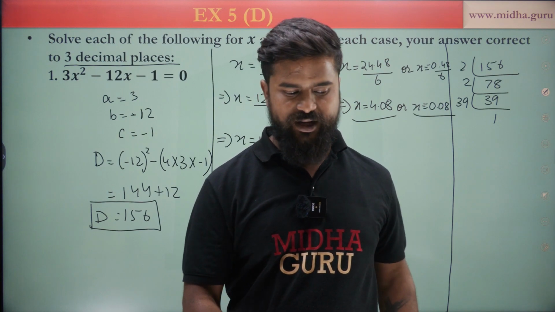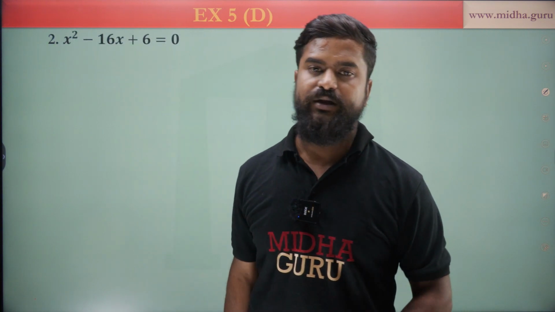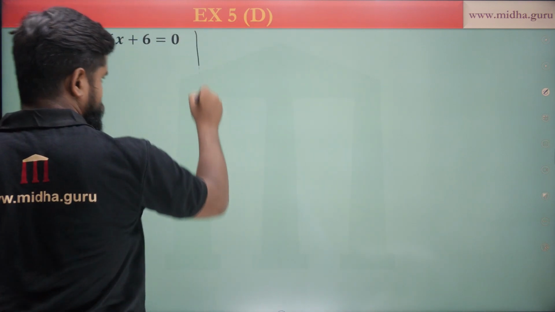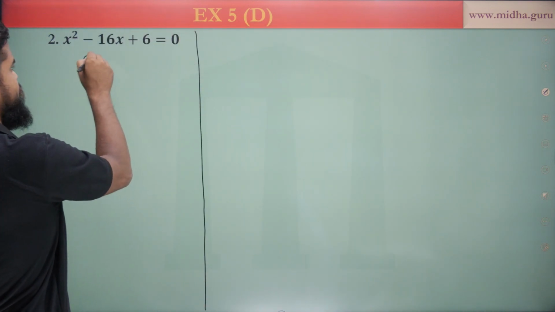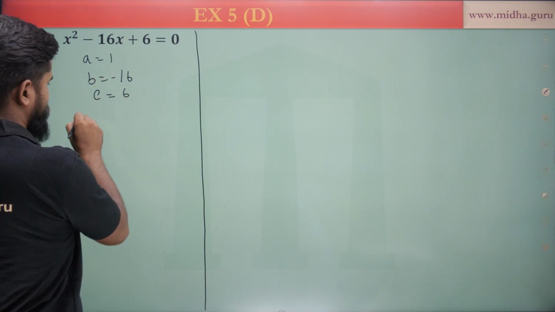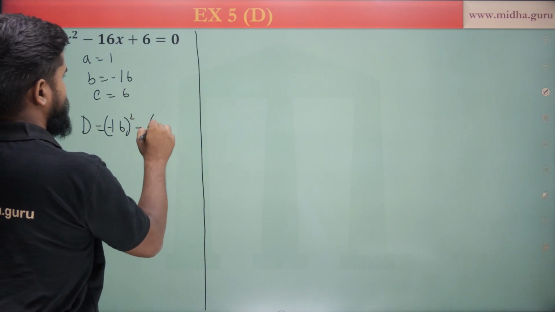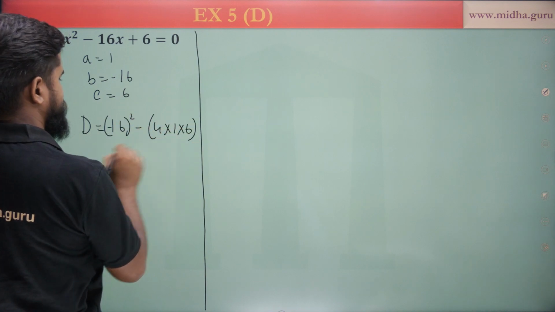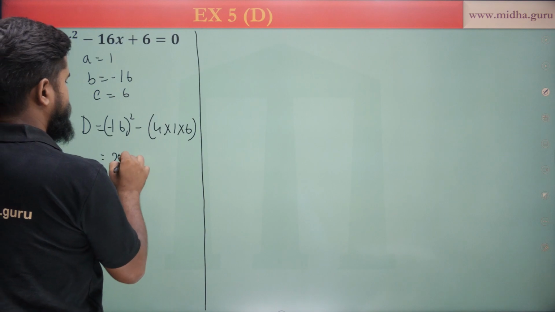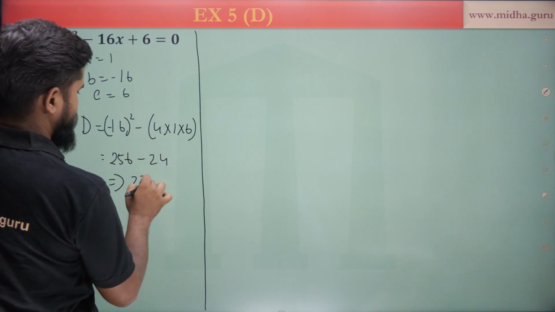Let's move on to the next equation. The next equation is x square minus 16x plus 6. So now what we do is, we take a as 1, b is minus 16, c is 6. So the discriminant becomes minus 16 whole squared minus 4 times 1 into 6. Now 16 squared is 256, and 4 into 6 is 24. So I get 232.